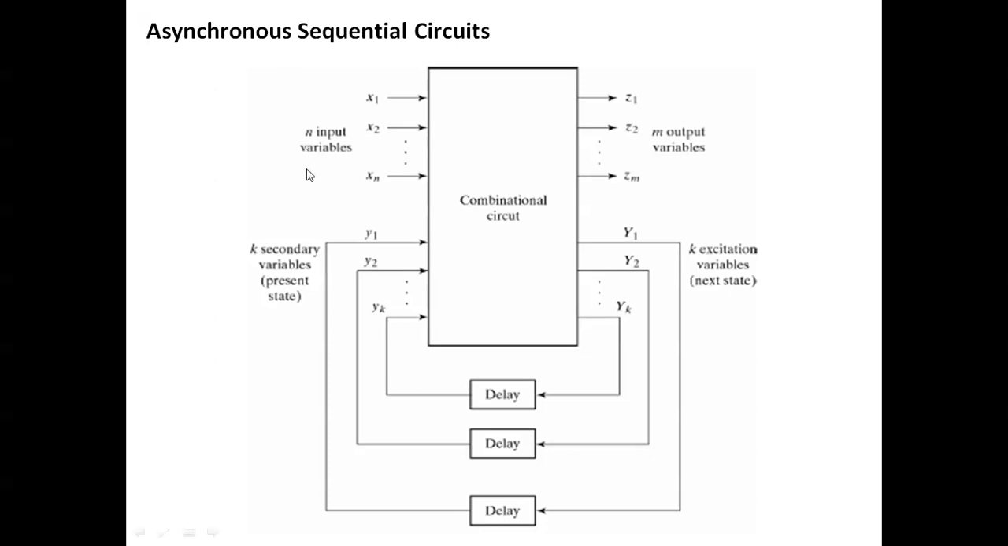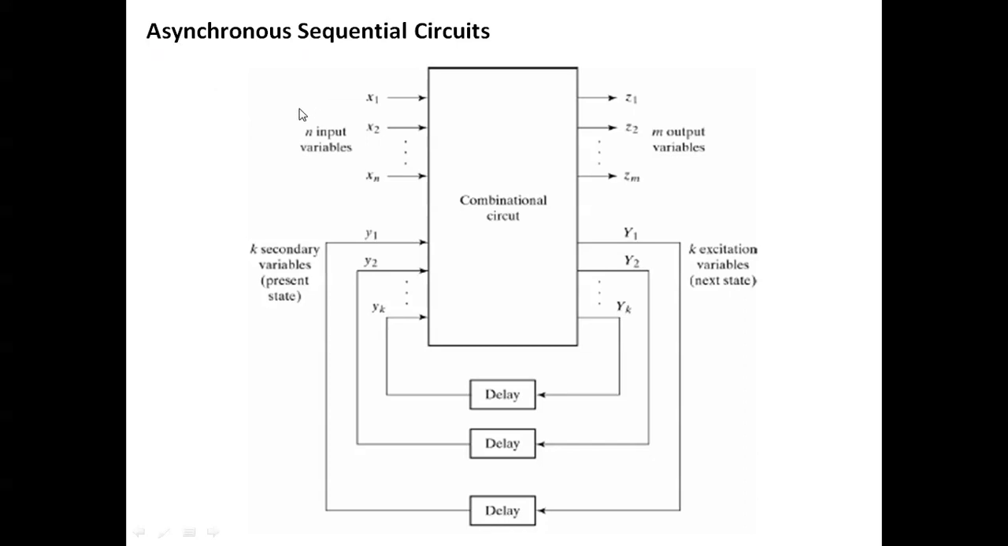So we know what an asynchronous sequential circuit is. In a combinational circuit, the output depends only on the present input. But in a sequential circuit, the output depends not only on the present input, but also on the past output. The past output is obtained from the delay, the feedback loop. So this is a sequential circuit.